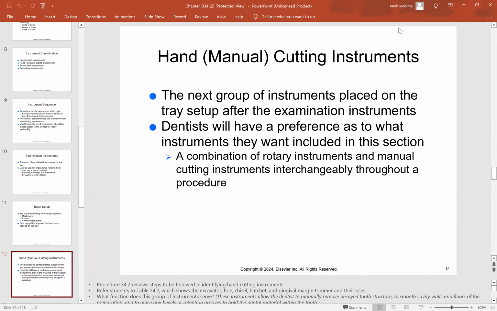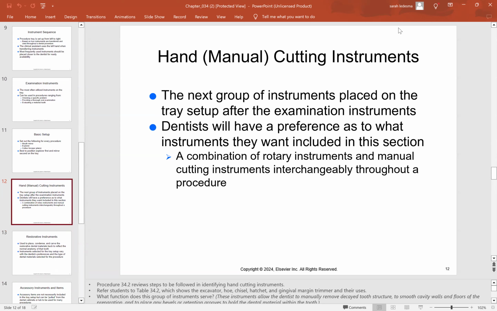Next would come our hand cutting instruments. These are placed on the tray setup after the examination instruments. The dentist will have a preference as to what instruments they want included in this selection. A combination of rotary instruments and manual cutting instruments may be used interchangeably throughout the procedure.